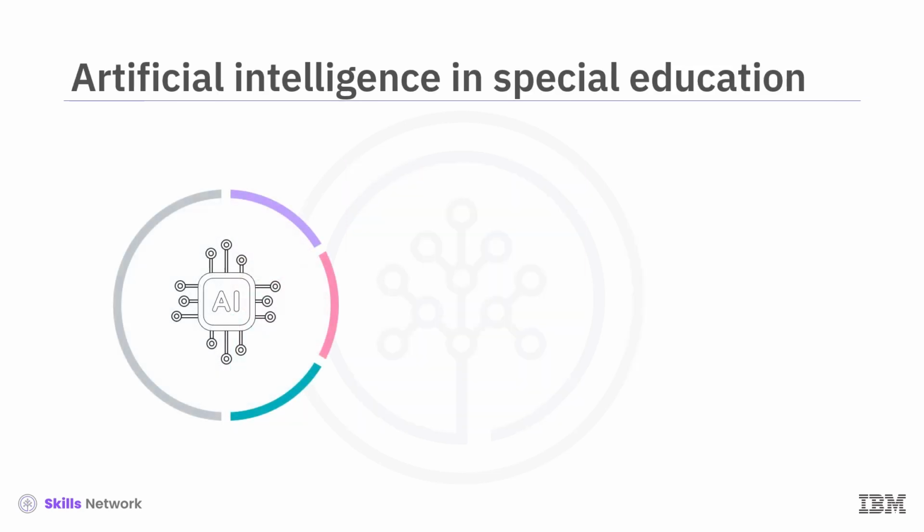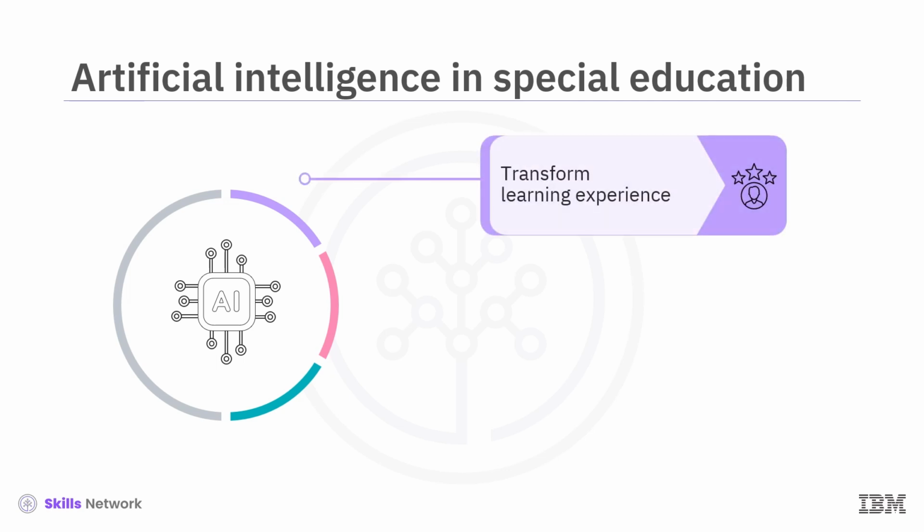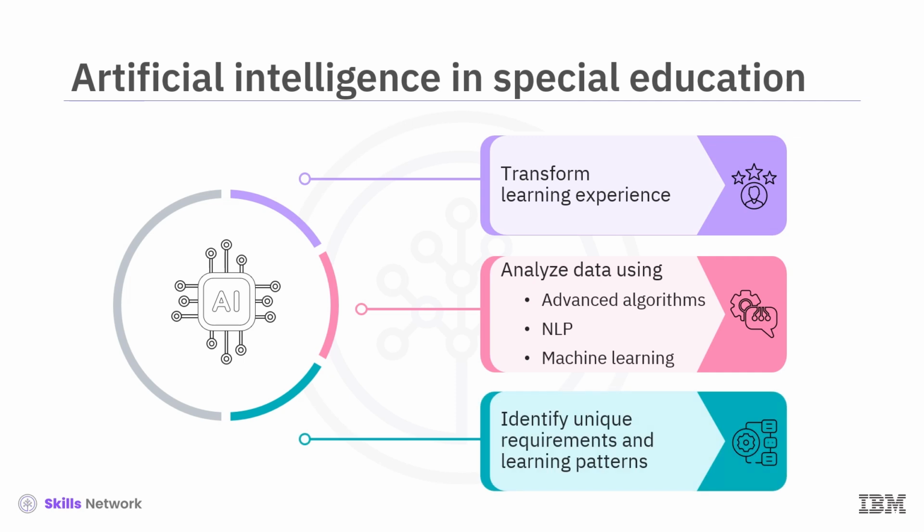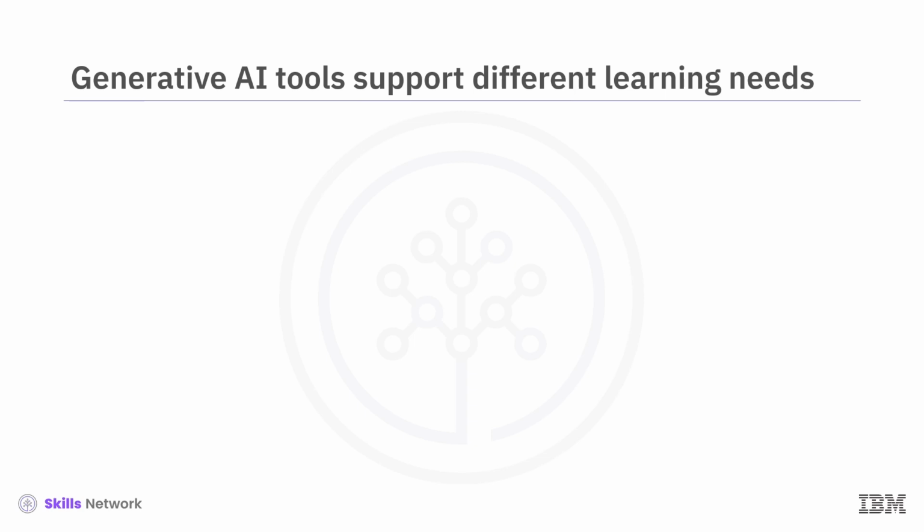Artificial intelligence, or AI, transforms the learning experience with innovative solutions and creates inclusive learning environments. It analyzes data using advanced algorithms, natural language processing, or NLP, and machine learning techniques. This approach helps to identify unique requirements and learning patterns for learners with special needs. Let's understand how generative AI supports different learning needs.